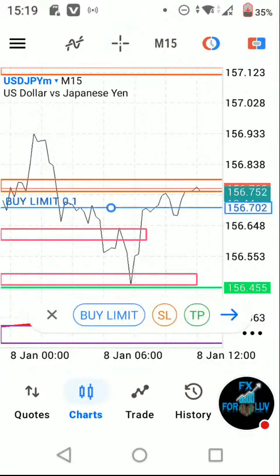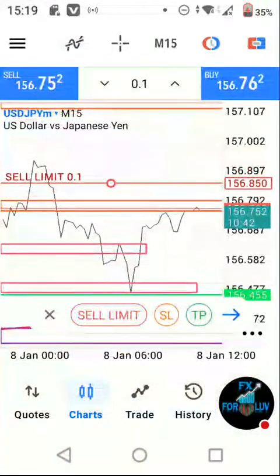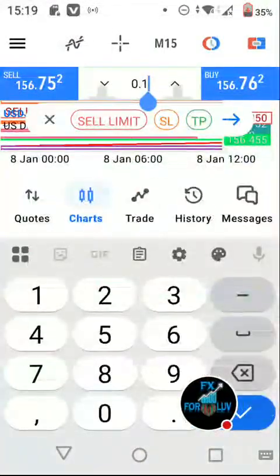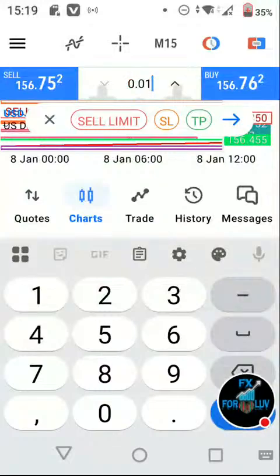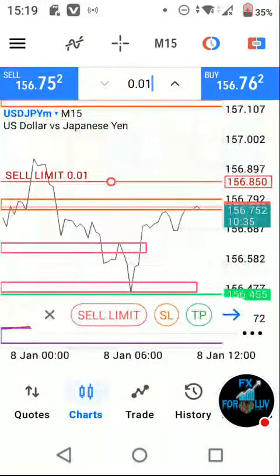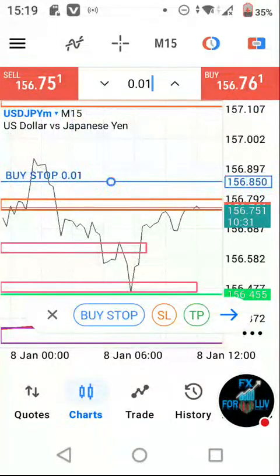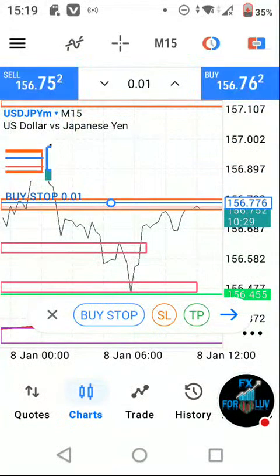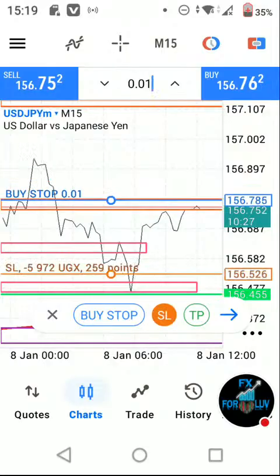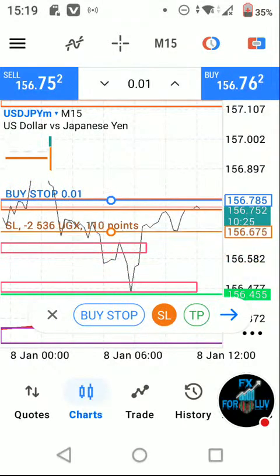And you see this. If we enter for that trade, let me change this to 0.01. So if we enter for a buy trade, buy stop, we enter for a buy trade right there, and we place our SL below that low here, we are risking only 2,500 Ugandan shillings. That's what we are risking because this account is 37k.